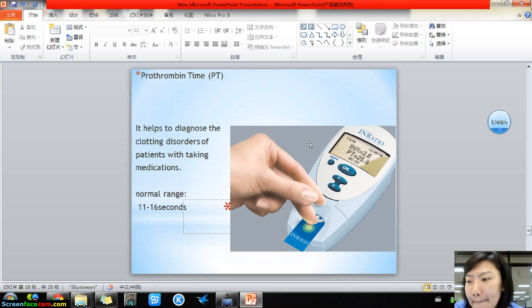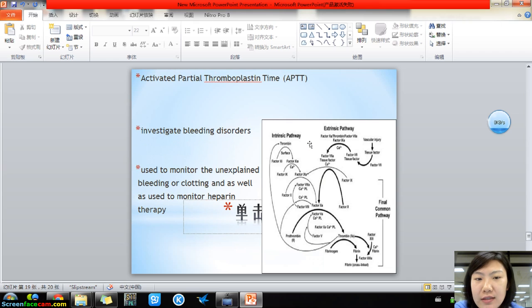And the result of PT is abnormal in patients maybe because the patients drink alcohol, or take excessive antibiotics or other drugs. And the next one is APTT.